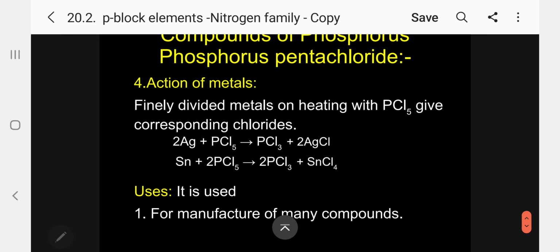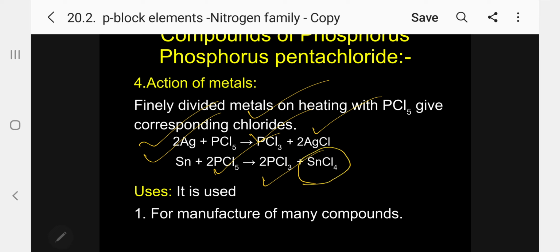Next, the action of metals. Finely divided metals on heating with phosphorus pentachloride give the corresponding chloride. Silver reacts with phosphorus pentachloride, and phosphorus trichloride and silver chloride are formed. In the same way, tin reacts with phosphorus pentachloride, and phosphorus trichloride and tin tetrachloride are formed. Kindly follow. So we are coming to the last one.